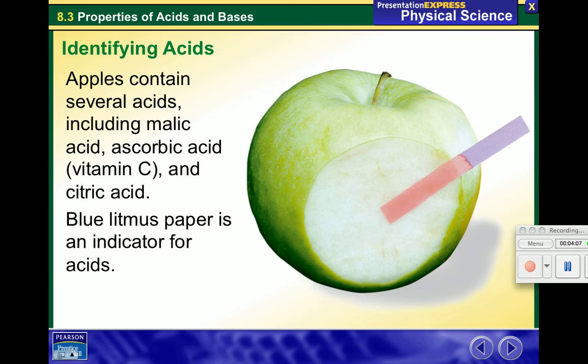So if you notice, I've placed a piece of blue litmus paper against this apple, and apples contain several acids, malic acid, ascorbic acid, and citric acid, and so it turned the litmus paper from blue to red. Now, do you notice it's not really that blue, it's more purple, and this isn't really red, it's more pink? Okay, but pink and purple don't rhyme with blue and red, so let's just keep it as blue and red acid.